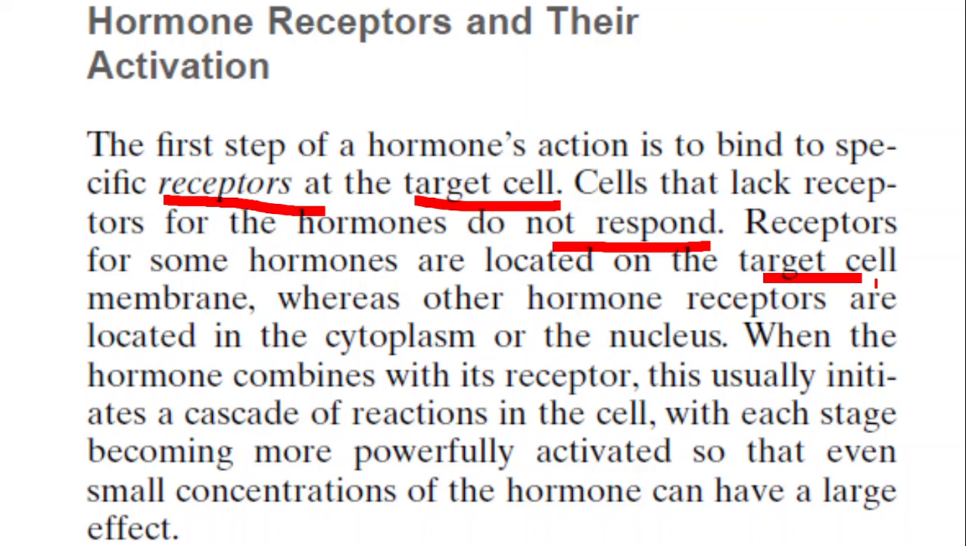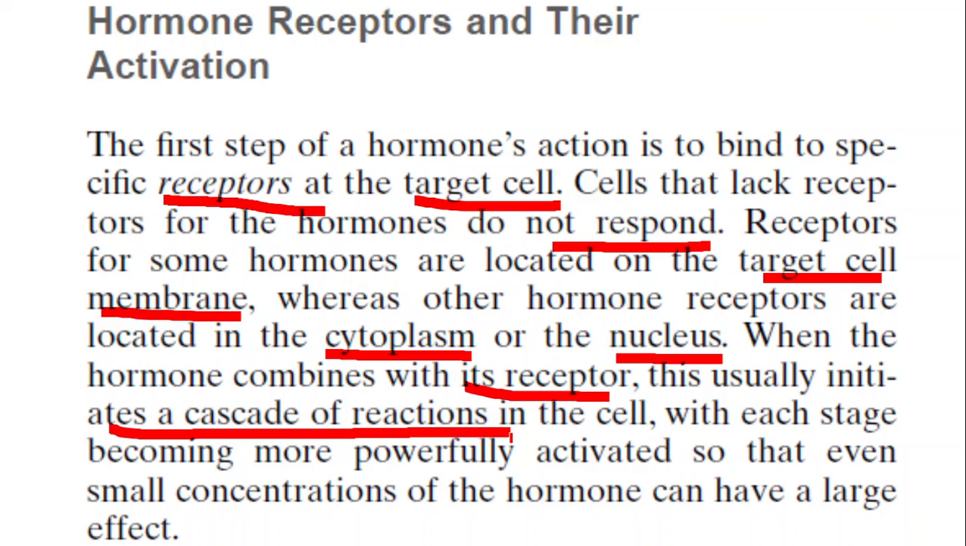And where is the receptor placed? Sometimes on the target cell plasma membrane, sometimes in the cytoplasm, sometimes in the nucleus, depending upon the chemical nature of the hormone. When the hormone binds with the receptor, it initiates a cascade of chemical reactions inside the cell. A specific feature is that each stage is more powerful than the previous one. Each stage of the chemical reaction is amplified compared with the previous reaction.